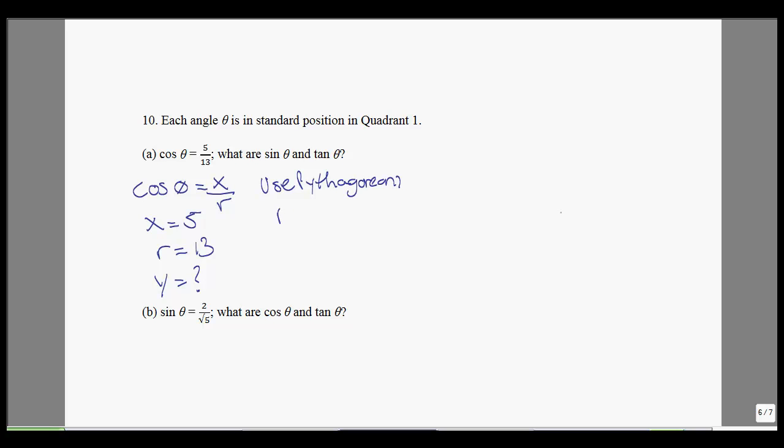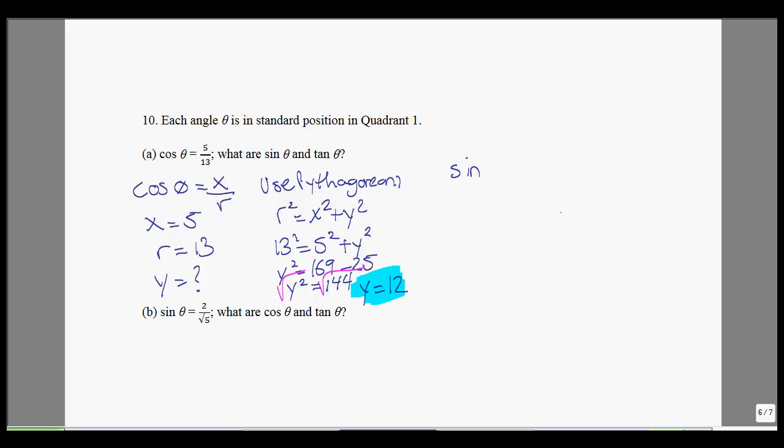And we get r squared equals x squared plus y squared. R is 13, x is 5, and we're solving for y. We get y squared equals 169 minus 25, which equals 144. Square rooting both sides, we find that y equals 12 here.